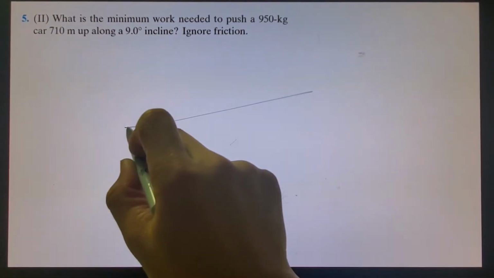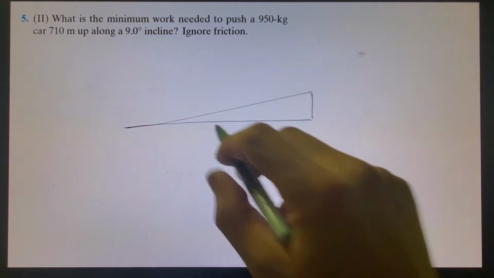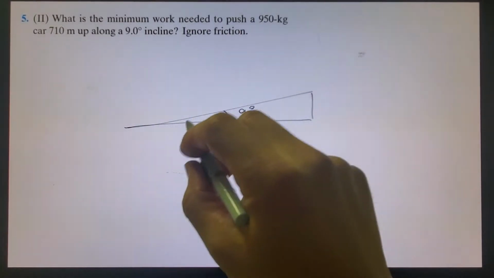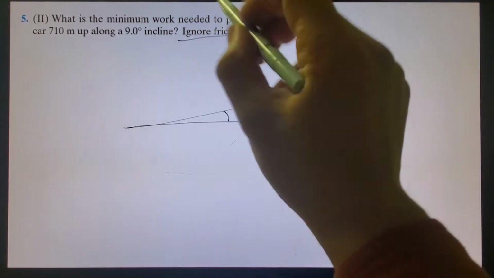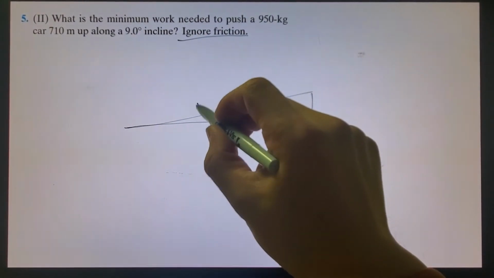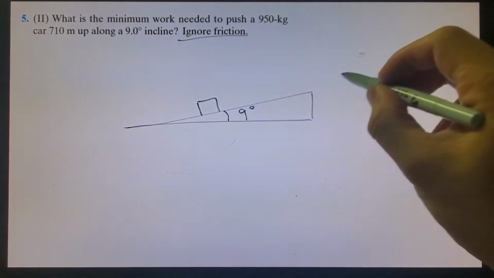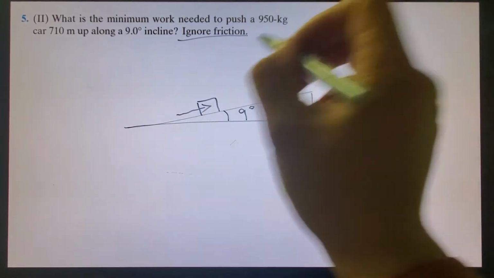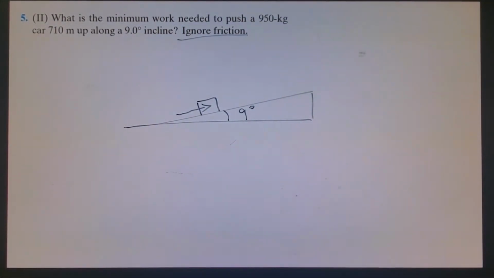All right, so now you have an incline. This is 9 degrees. Ignore the friction. That means it's frictionless. For example, you push up the hill of ice. Okay, so ice hill, you push it up. So let's see.